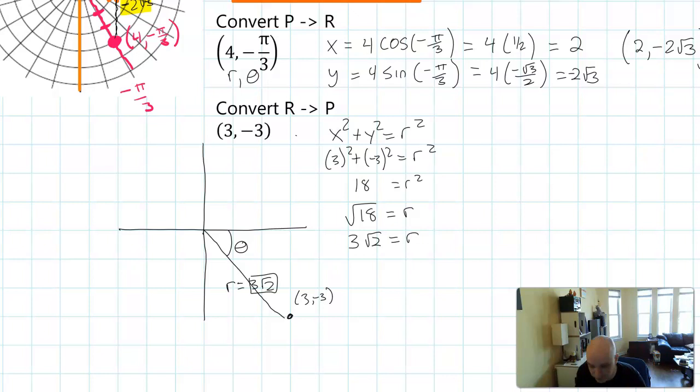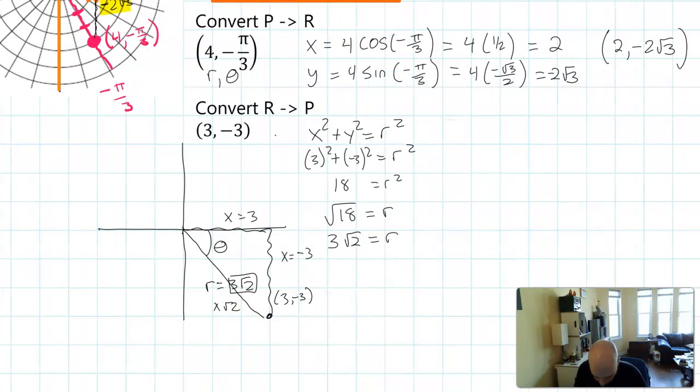A faster way to do that, if you recognize this point, is just to recognize that this is actually an isosceles right triangle. So it has the relationships x, x, and x root 2. And we have 3, negative 3. So it would have to be 3 root 2 there. You can usually use your special triangles, but not always, right? You might not have a point that lies nicely on the line. So then you really do have to use x squared plus y squared equals r squared. And that will always work for polar points.